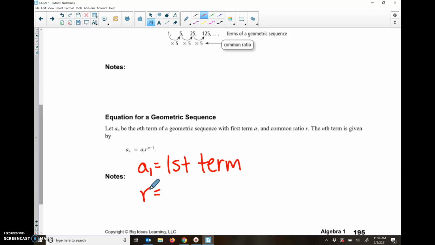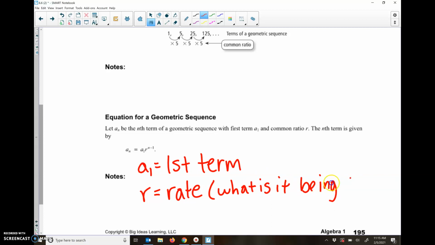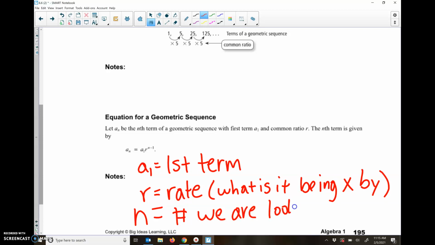R is kind of the same thing as our difference from last time. This is going to stand for our rate. So what is happening? What is it being multiplied by? Okay, and then n stands for the same thing it stands for last time. That's the number we are looking for. And then make sure you note that that is an exponent up there. It's kind of hard to tell with this writing here, but it's A1 times R and then raised to the n minus 1. So that n minus 1 is an exponent there.